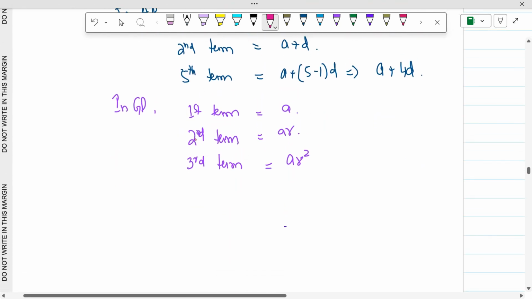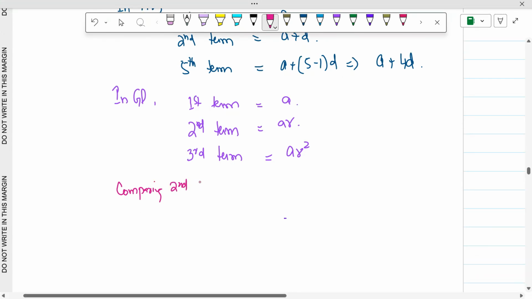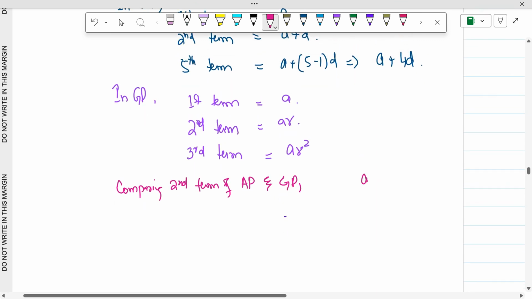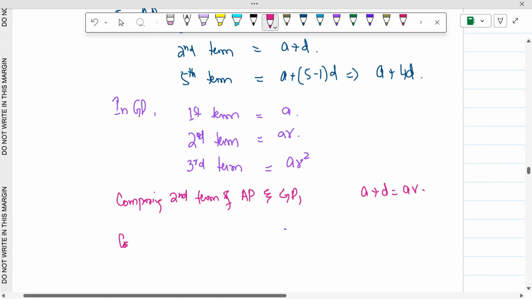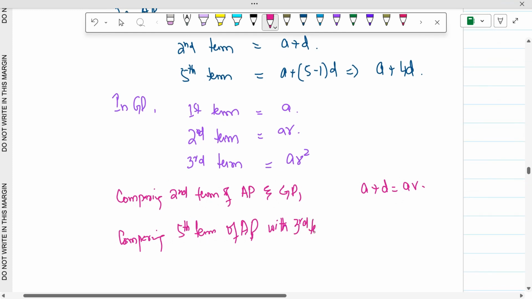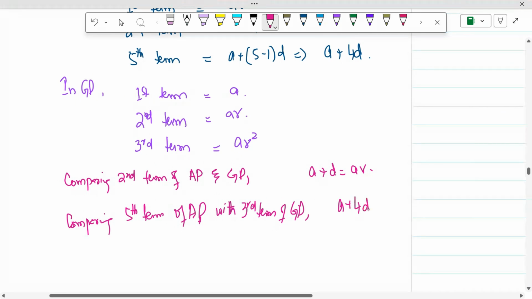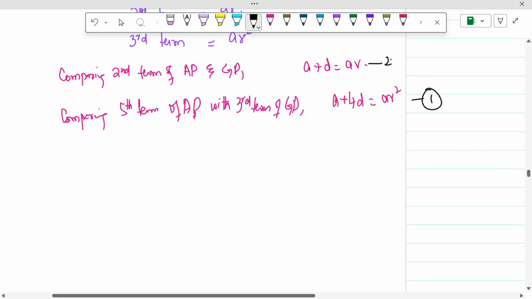So we can compare the second terms of AP and GP. We will have a plus d is equal to ar. Comparing the fifth term of AP with the third term of GP, we will have a plus 4d is equal to ar squared. So this one is equation 1 and this one is equation 2.